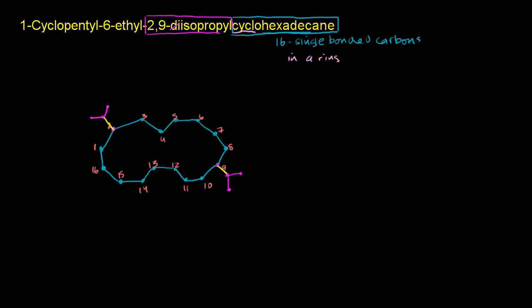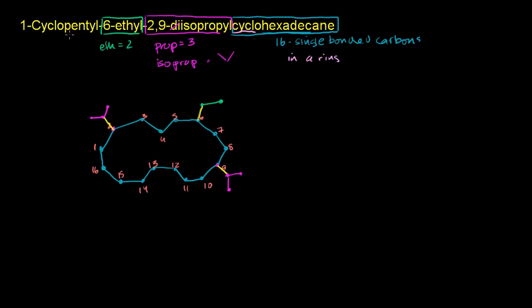Then we have the 6-ethyl, which is just a 2 carbon group. Remember, meth is 1, eth is 2, prop is 3. So let me write this down. Prop is equal to 3. Isopropyl is equal to that type of shape right over there. In this case, eth is equal to 2. So it's a 6-ethyl group. At 6, we have an ethyl group: 1, 2 carbons, connected at the 6th carbon on the main ring.